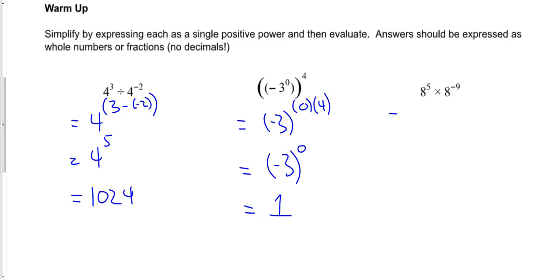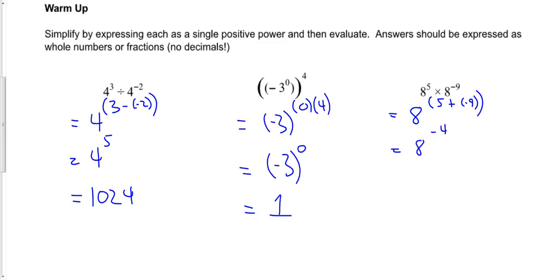In the last example here, we've got two powers that are being multiplied. They have the same base, so we've got base 8. Because they're being multiplied, we're going to add the exponents together. So I've got 5 plus negative 9, and 5 plus negative 9 gives us negative 4.